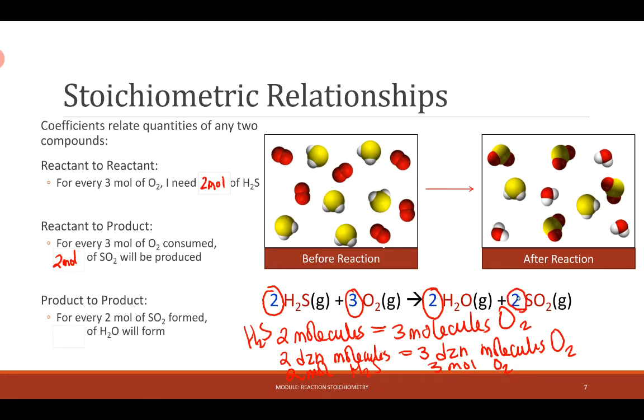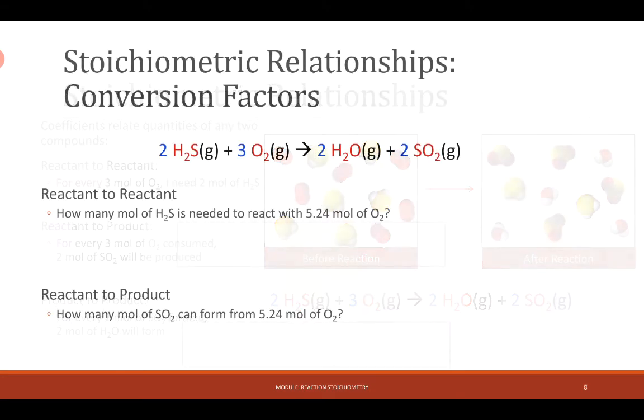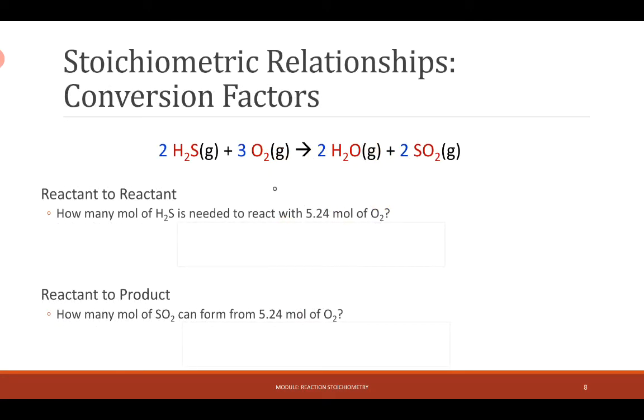For every 2 moles of SO2 formed, 2 moles of H2O will form. So you can see we're just picking any 2 combinations. You compare that one to that one, that one to that one. You just pick pairs at a time and compare them. So we can use those proportions to do some calculations.